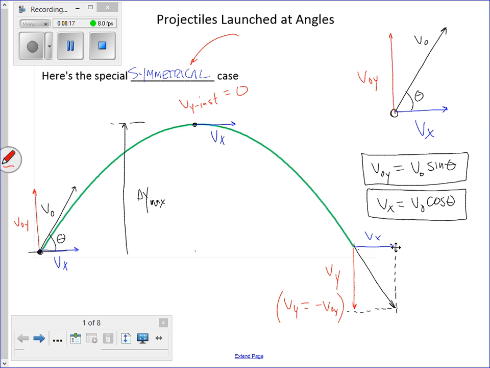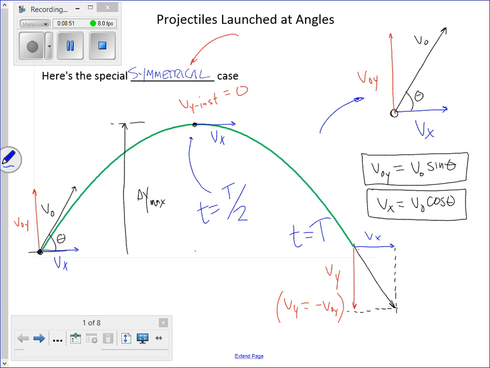We also know that if this thing takes some total amount of time t to get there, then the time to get here would be half the total time. So nothing too new here, really nothing new at all. We're just making sure we get back to this.